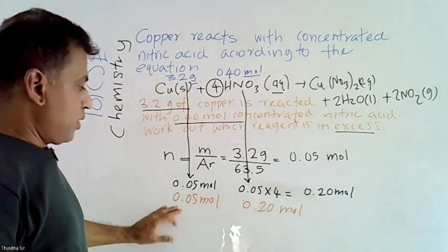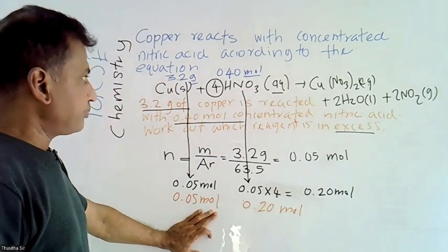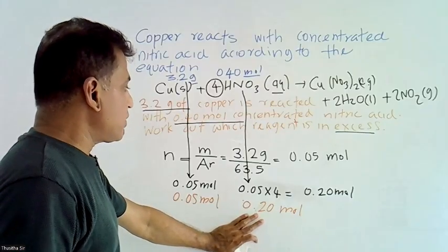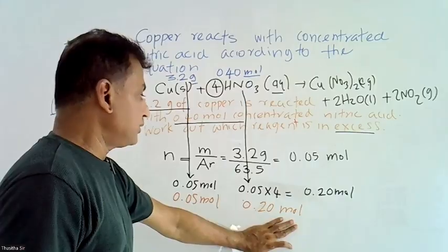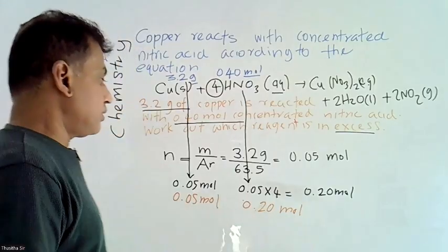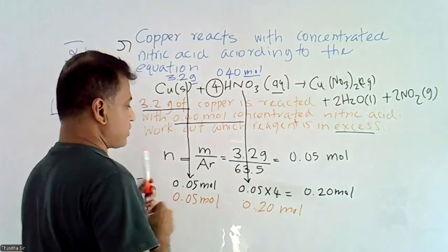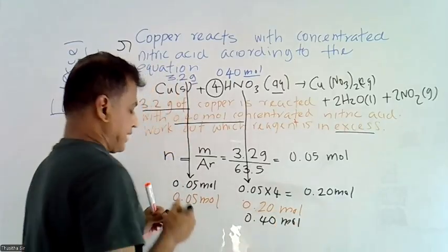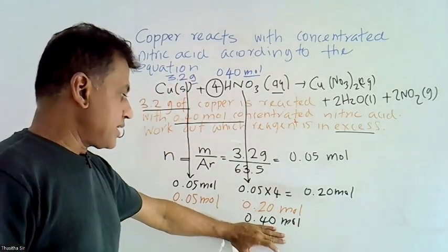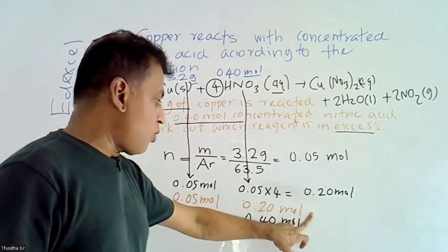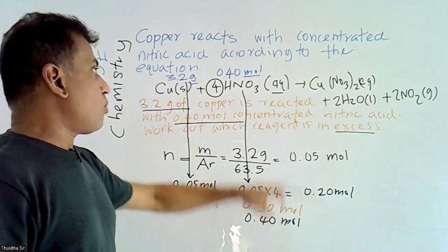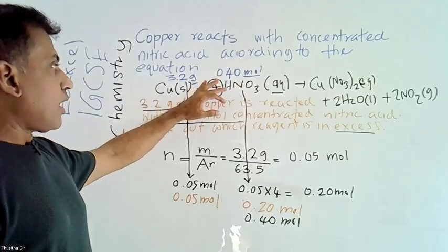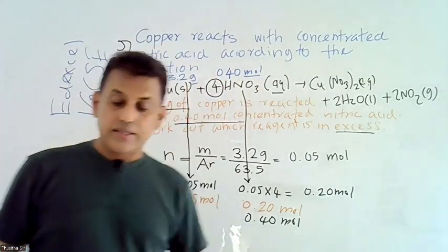Okay, now 0.05 mole copper reacts with 0.20 mole of nitric acid. So then we have excess: we have 0.40 mole. That means nitric acid is in excess. It needs only 0.20 mole, but it has 0.40 mole originally in this reaction. So that means nitric acid is the excess in this reaction.